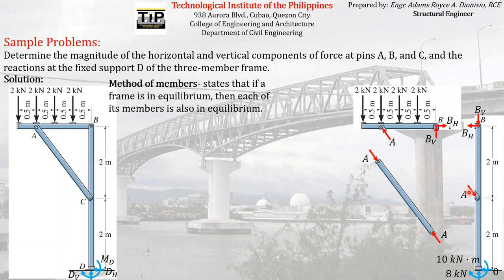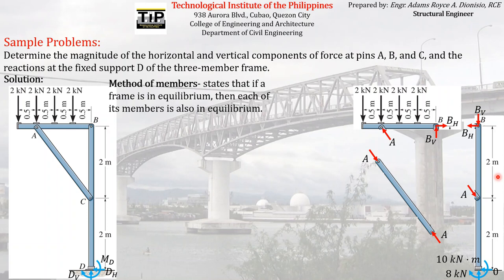So, paano natin makukuha yan? Yung mga magnitude na yung mga horizontal and vertical components ng mga force acting on pin A, pin B, pin C, we just have to use the method of members. And sabi nga doon sa method of members, if the whole frame is in equilibrium, dapat each of its members must also be in equilibrium. Ibig sabihin, pag nag-summation force horizontal, vertical, and moment ka dito sa member na to, equal dapat sa 0. Ganun din dito. Pag nag-summation force horizontal, vertical, and moment, equal din dapat sa 0. And ganun din dito. Pag nag-summation force horizontal, vertical, and moment ka dito sa member na to, dapat mag-equal yun sa 0.